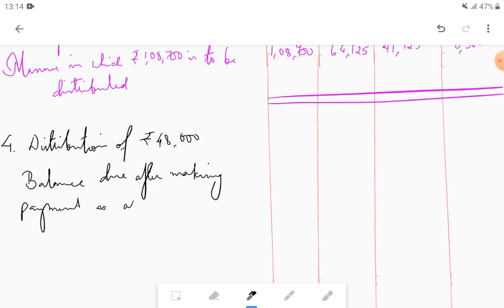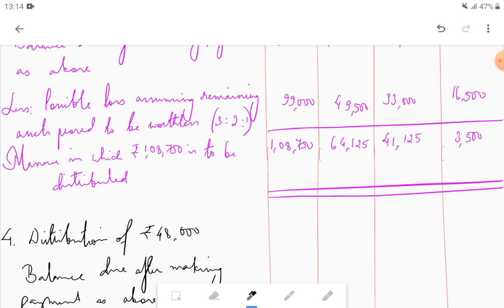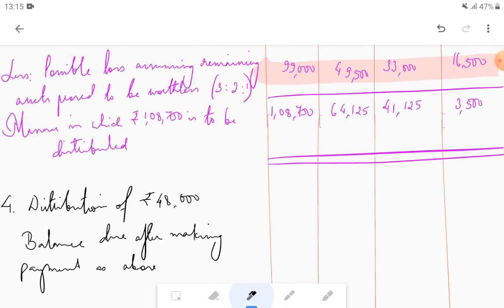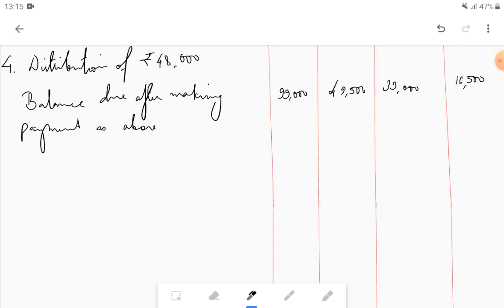So check what are the balances that are due for your partners. Here we can easily identify what are the balances due. Why? Because everybody has been paid. So since everybody has been paid, everybody is going to have a different balance, which is this amount. Okay, so that is the balance that is due for all of your partners. Total 99,000. So for A, balance due is 49,500. B has a balance due of 33,000 and C has a balance due of 16,500.